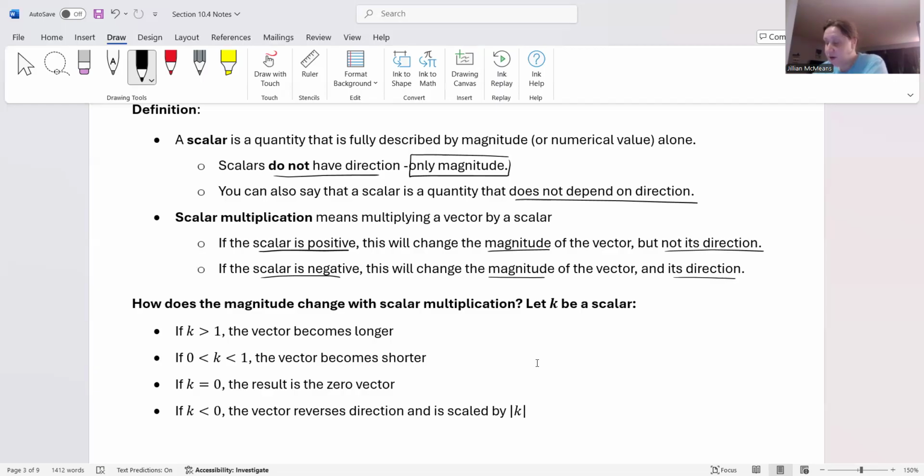If k equals 0, the result is the 0 vector, okay? So if you multiply a vector by the scalar 0, you get the 0 vector. And then finally, if k is less than 0, meaning it's negative, then it reverses the direction and the vector is still scaled by k. So you're still elongating or shrinking your vector depending on the size of k. So basically, if k is negative, that's going to flip the direction, but whatever the number is, it's still going to change the length of your vector. It's either going to shorten it or elongate it, okay? So that's really the heart and soul of what we need to know here.